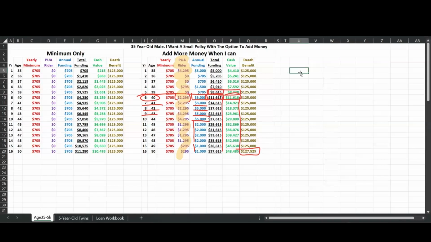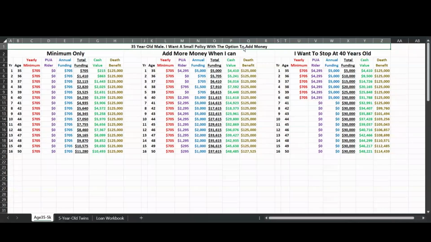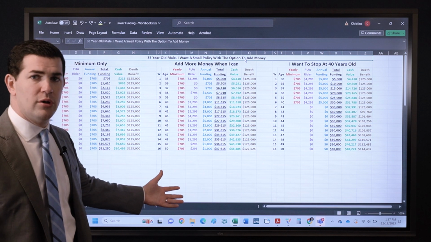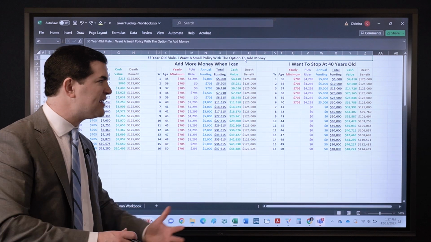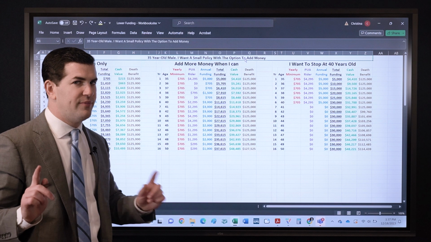So that's adding money when I can. What's it look like if I just aggressively fund it? If he said, okay, I see these options, but I am really into the idea, Steve, of just being able to front load this policy and then be done with it. If I want to keep adding money or keep on adding the minimum, that's great and all, because I can keep doing that, but can I just aggressively fund it and let it grow and be done by the time I'm 40? The answer is yes.